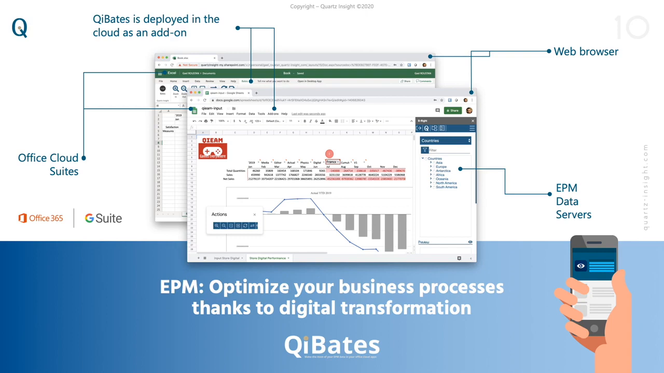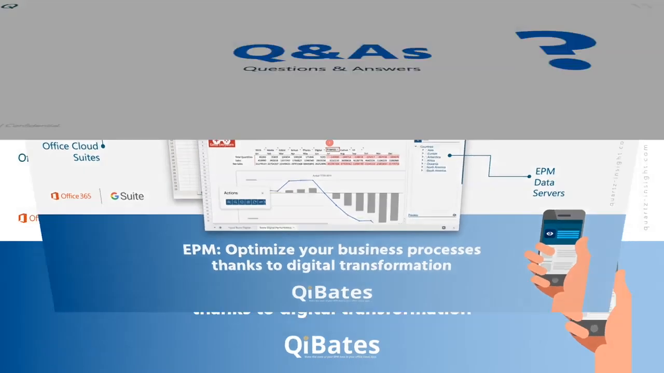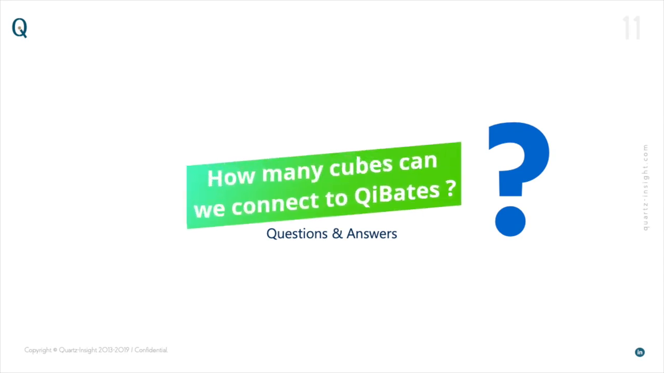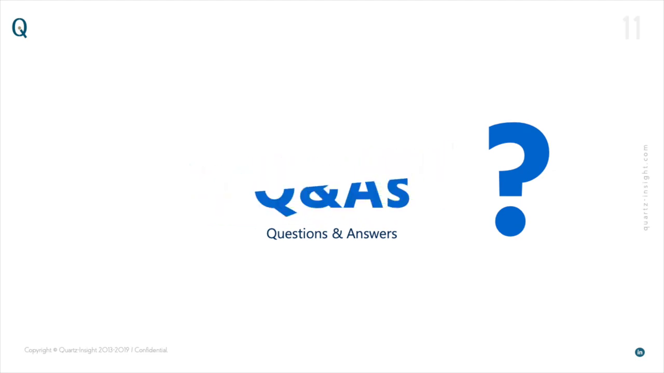So we have a first question here. How many cubes can we connect simultaneously to Qibates? So in terms of cubes, there's actually no limits. You can connect as many cubes as you want as long as the server can contain them. And you can connect as many cubes as you want to as many sheets as you want.